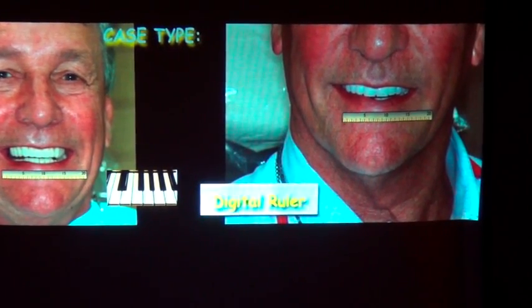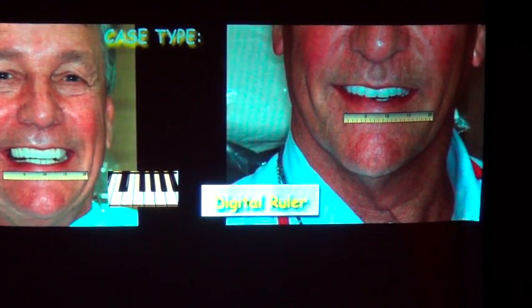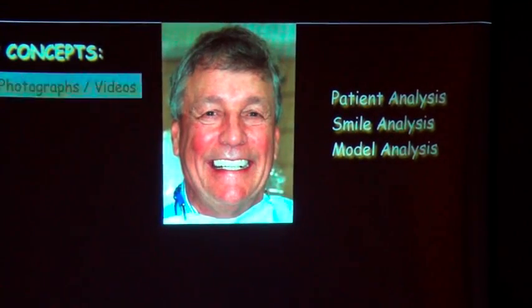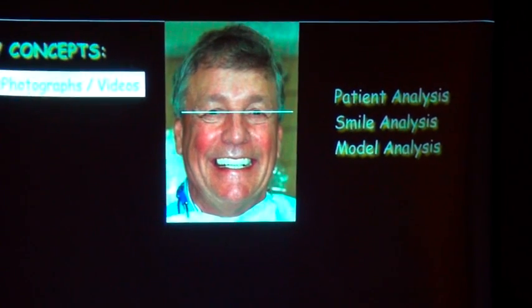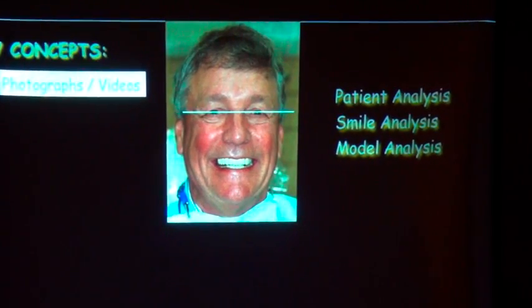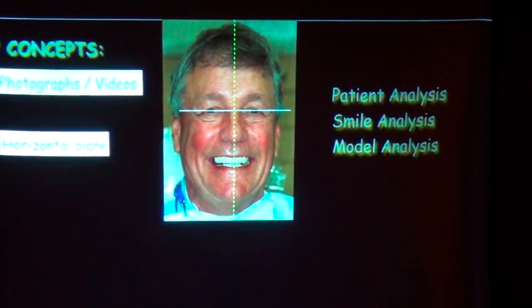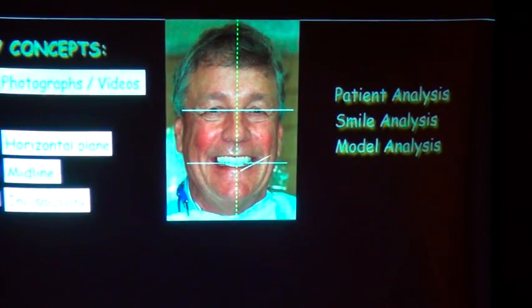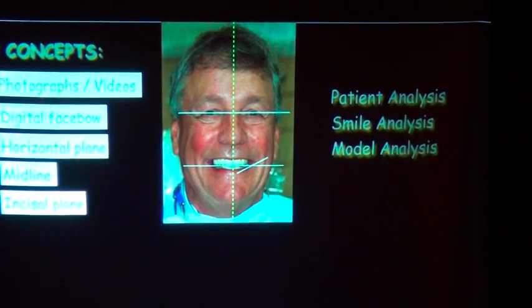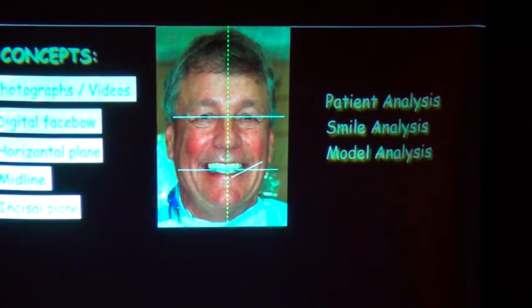And by using, we're going to talk about the digital ruler, but when you give him teeth that stay in, which was his chief complaint, that they meet the criteria of what you can garner from your photographs, which is the horizontal plane, and you can see the midline, and the incisal plane. Now that allows us to do the analysis, a patient analysis, a smile analysis, and we're going to talk about how you transfer that to our dental laboratory.